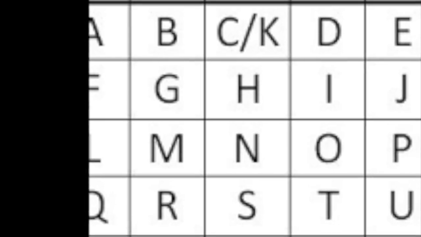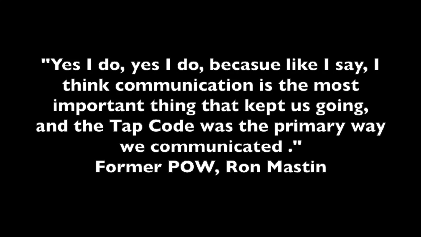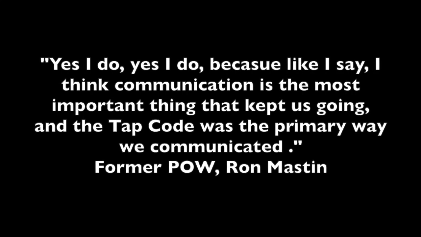The prisoners became incredibly proficient in the tap code and would often understand what was being tapped to them before it was finished. They tapped all the time whenever they could, being cautious to not get caught by the North Vietnamese guards. Do you believe that the tap code was essential almost for the survival of many prisoners of war? Yes, I do. Because, like I say, I think communications was the most important thing that kept us going. And the tap code was the primary way we communicated.